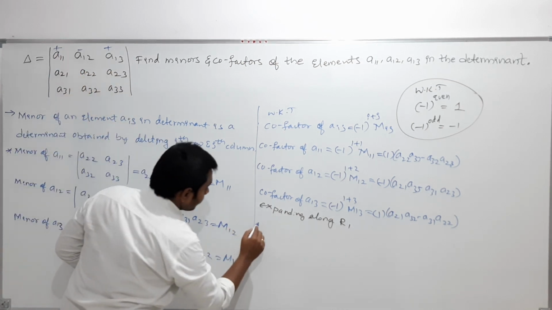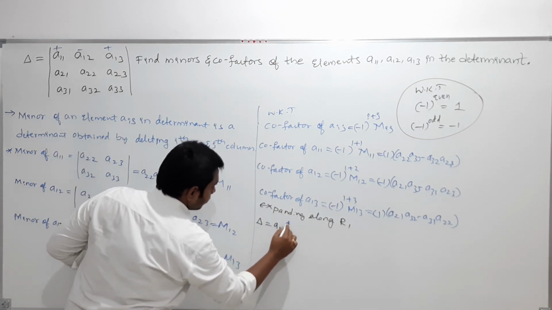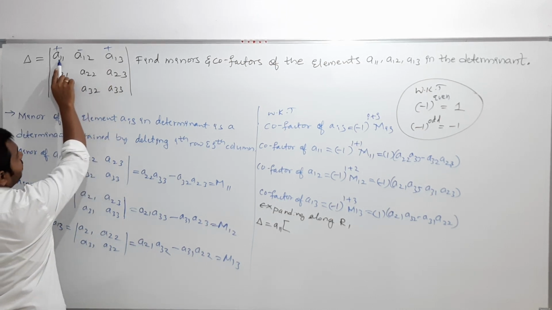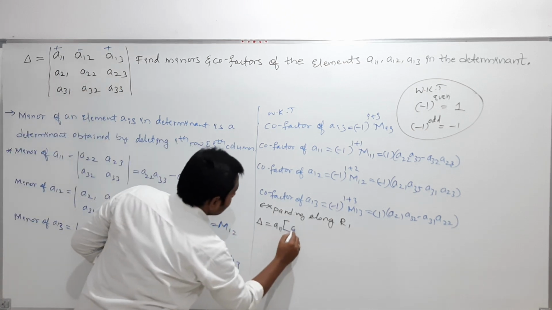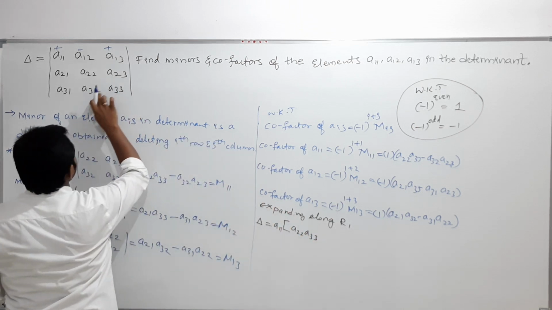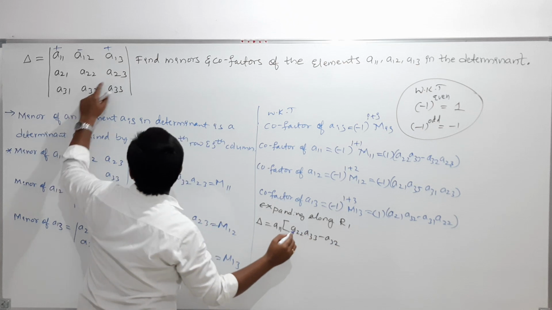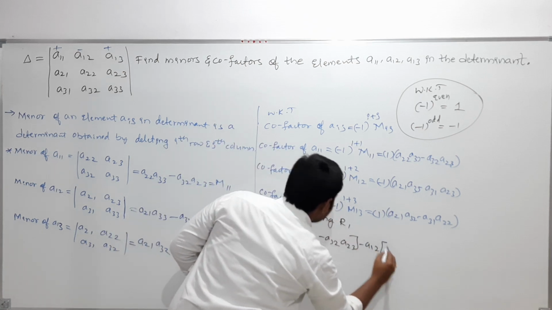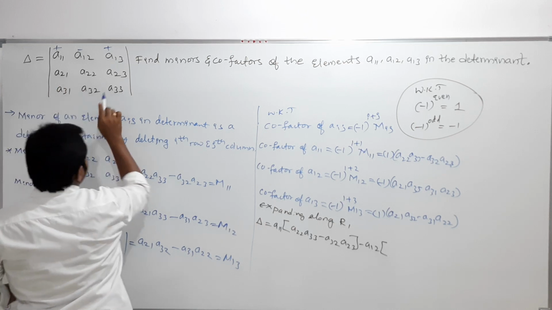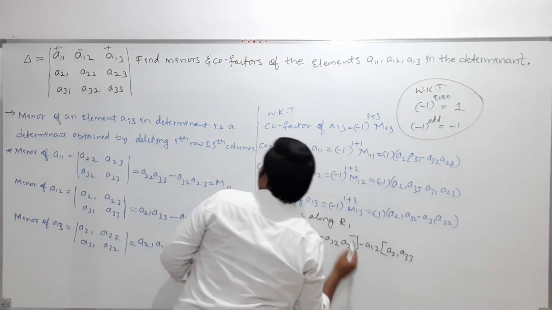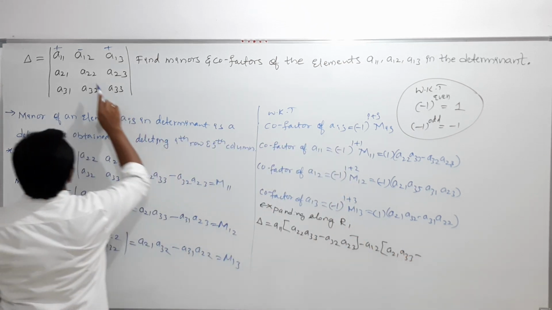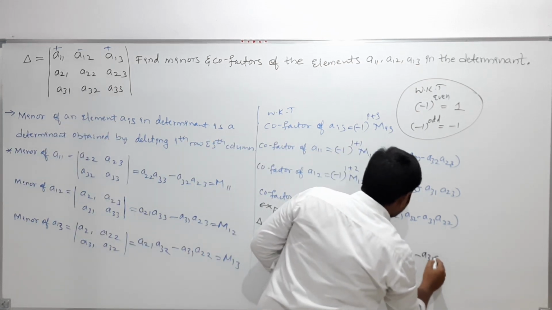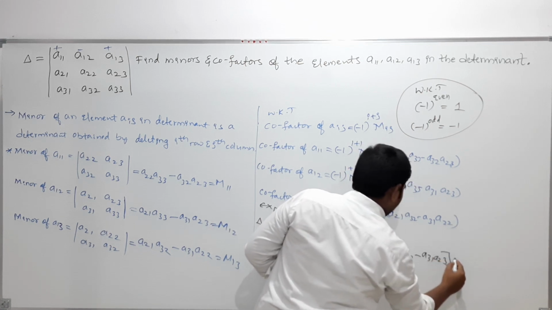Normally we know how to expand along row 1. Plus A11 into the determinant of the remaining elements, leaving this row and this column: A22 into A33 minus A32 A23. Next, minus A12. Again leave this row and this column, so the remaining elements are A21 into A33 minus A31 into A23.